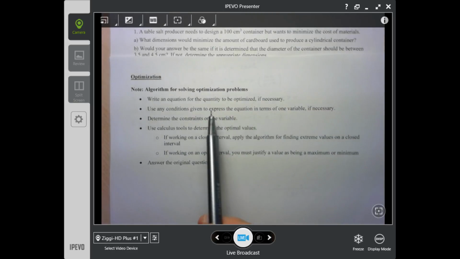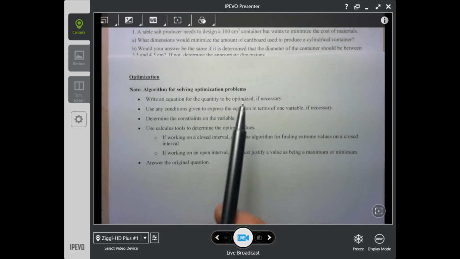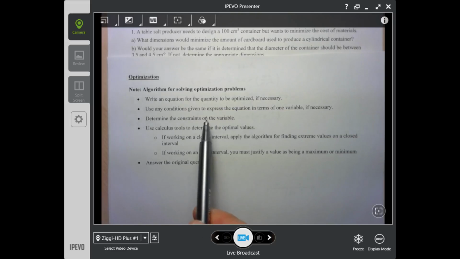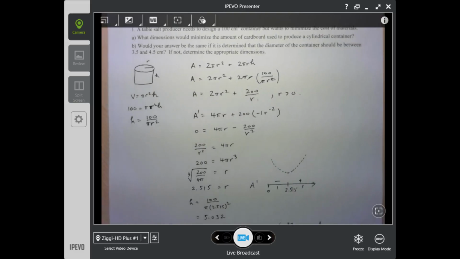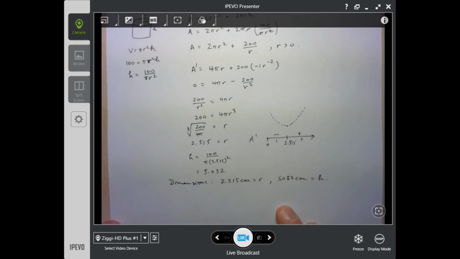So write the equation to be optimized, use any conditions to write the equation in terms of one variable, determine the constraints on the variable, in other words, the domain. Use your calculus tools to solve for the optimal value or values, and then make sure you answer the original question.